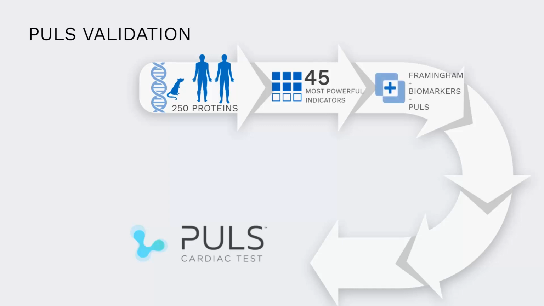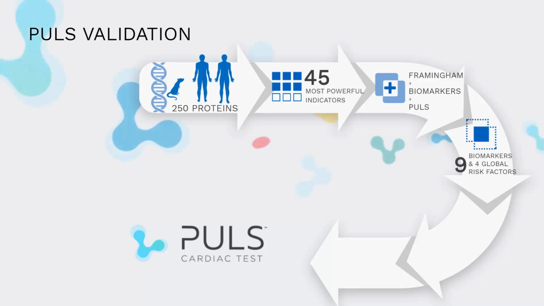We combined all the components of Framingham, like age, sex, diabetic status, and hypertension, with clinically used biomarkers like MPO, HSCRP, LP-PLA2, and BNP, and our biomarkers. Then, we used 3 different statistical software systems to validate the permutations of all these components. All 3 systems identified the same 9 biomarkers and 4 global risk factors. We've found a way to identify who's at risk for ACS in a 5-year period.